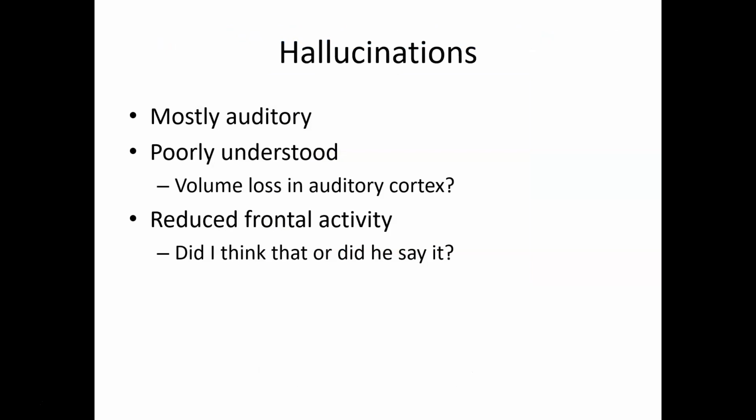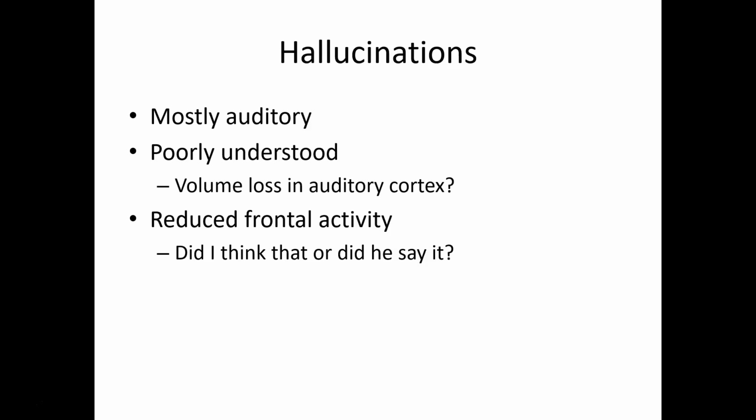So let's briefly talk about hallucinations because they are by far one of the more fascinating aspects of schizophrenia. Generally, the hallucinations are auditory. They tend to be very poorly understood. Research has suggested this could be due to that volume loss that we see in the auditory cortex. As we kind of saw in those pictures, that temporal lobe activity and gray matter loss is pretty severe.